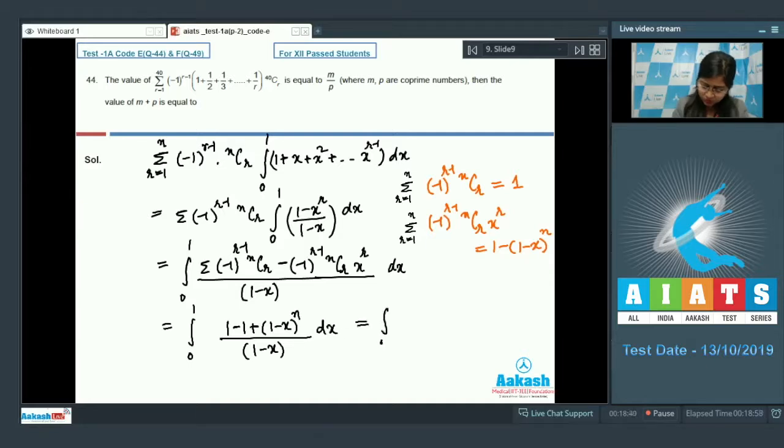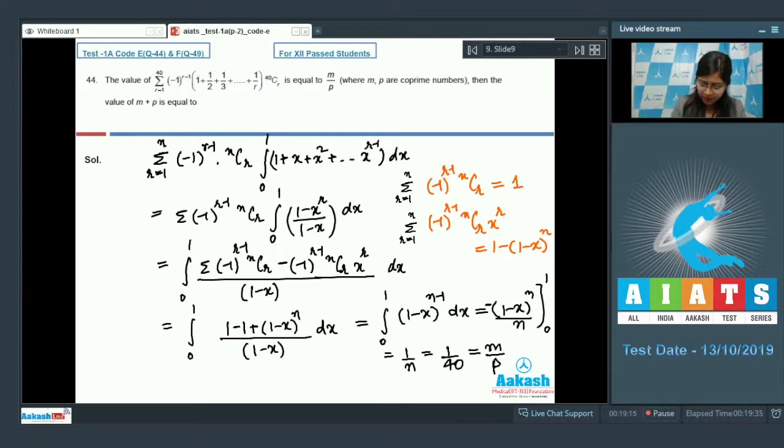So that is equal to integral from 0 to 1 of (1 minus x) raised to the power n minus 1 dx, and that is equal to (1 minus x) raised to the power n upon n, where the limit is from 0 to 1, into minus 1. So this is equal to 1 by n, and n is equal to 40, so this is equal to 1 by 40. This is given to be equal to m upon p, so our answer will be 41.